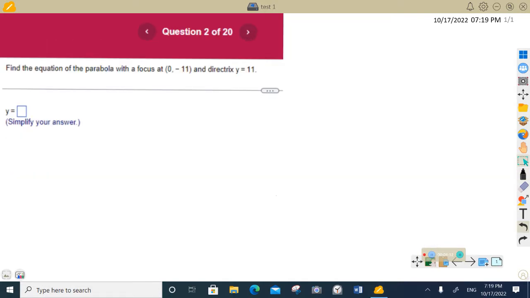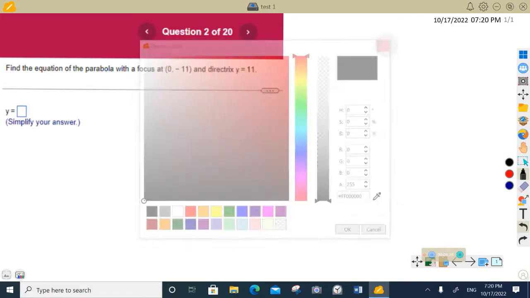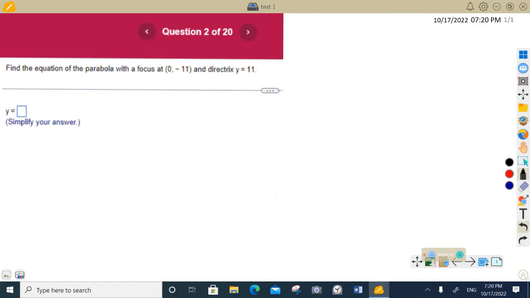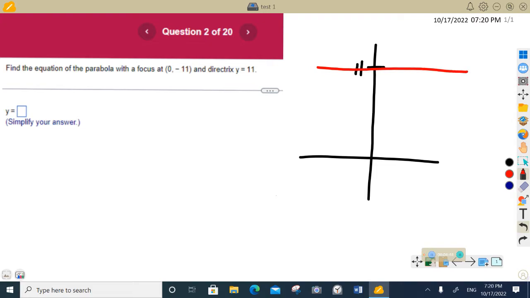All right, question number 2 says, find the equation of the parabola with a focus of 0, -11, and a directrix of y equals 11. So I like to get a rough sketch of this. So give me a second. I'm trying to make the line less thick. Oh well, we'll just go with it. So if I've got y equals 11, let's just say that's 11, and I've got a line through there. We'll use a red one here. Ooh, nice line. Now you know why I'm not the art teacher. All right, that is the directrix, y equals 11.